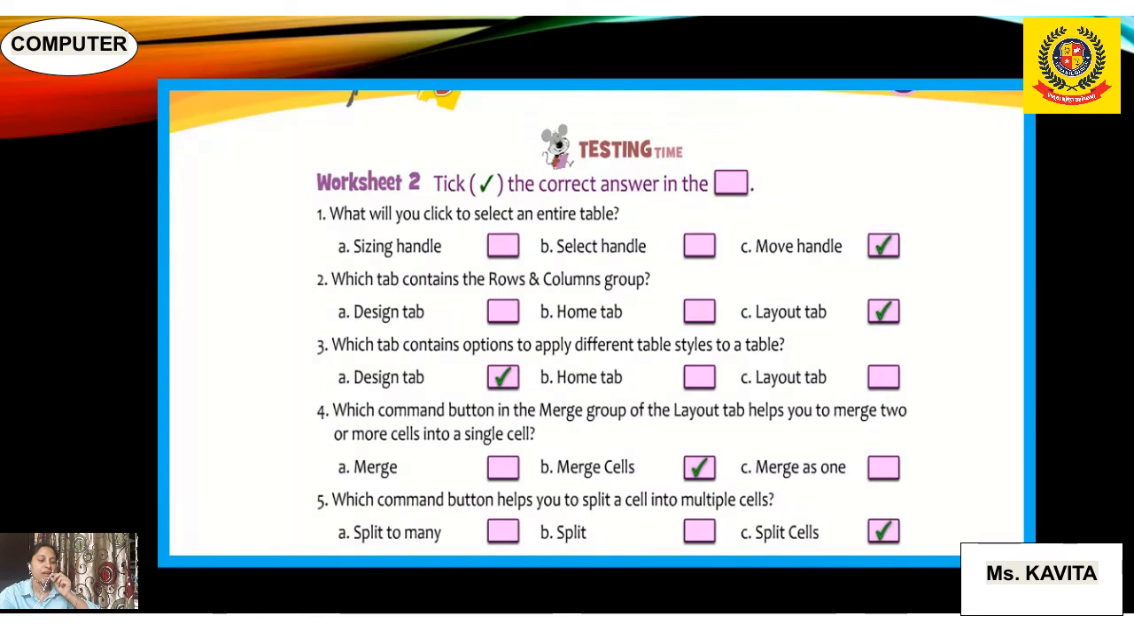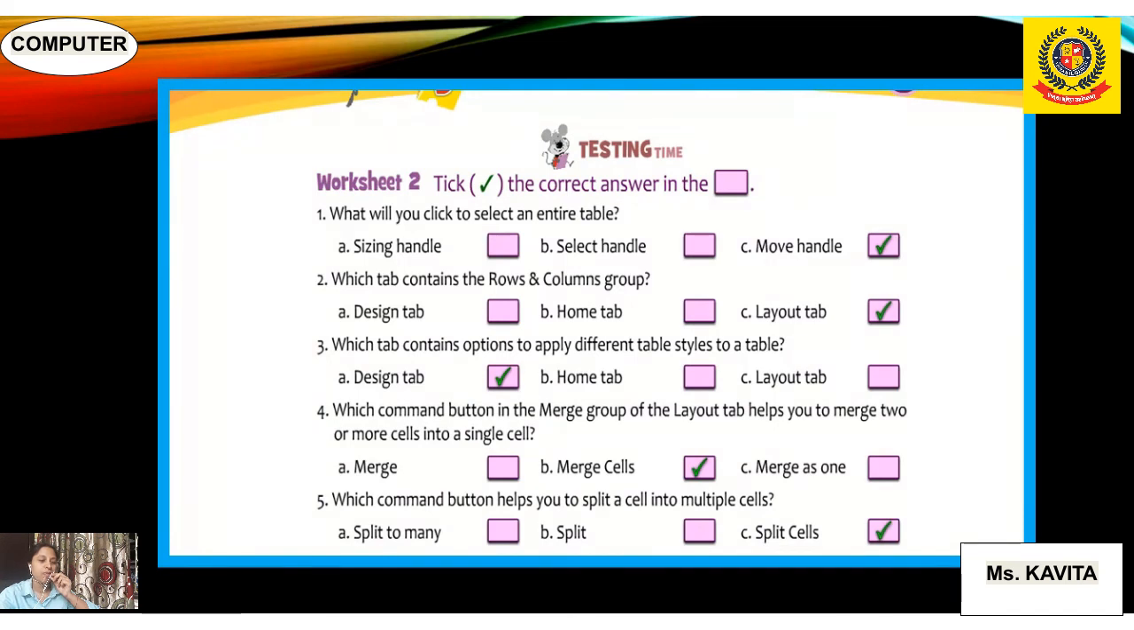Which command helps you to split a cell into multiple cells? Split to many, split and C is split cell. So answer is split cell. So again I am repeating. First one move handle, second one layout tab, third one design tab, fourth one merge cells, fifth one split cells. So tick the correct answer.